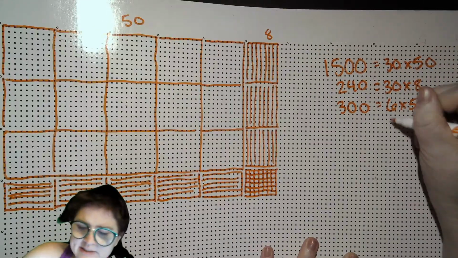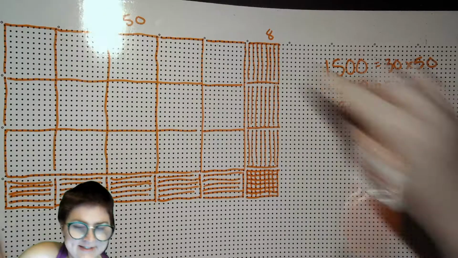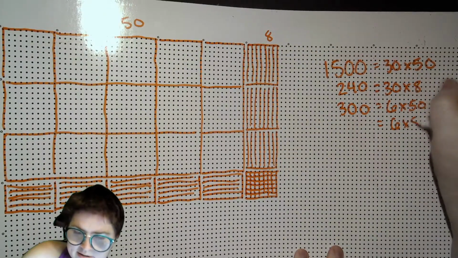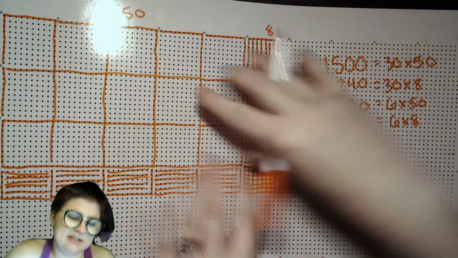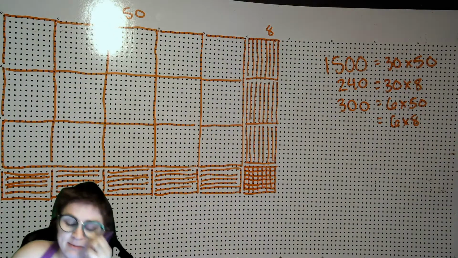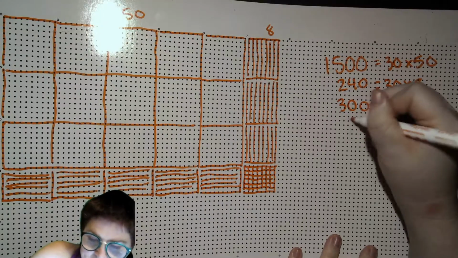And then last but not least, we have our 6 times 8, which is this part right here. And that should be the smallest, right? Because that represents the smallest amount of space taken up. And that is only 48.